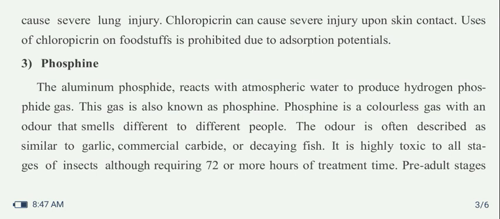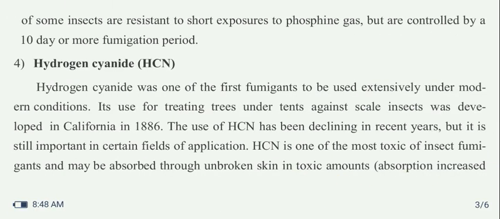It is highly toxic to all stages of insects, although requiring 72 or more hours of treatment time. Pre-adult stages of some insects are resistant to short exposure to phosphine gas but are controlled by a 10-day or more fumigation period.